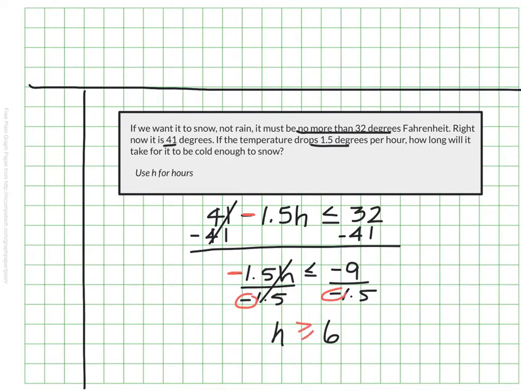And what does this mean? Well, in 6 hours, it will be cold enough to snow, but also after 6 hours, it will still be cold enough to snow. So anytime after 6 will be cold enough. And again, I have this on my line plot, on my graph to show me that it could be exactly 6 hours or sometime after that, 7 hours, 8 hours, 9 hours, it will still be cold enough to snow.